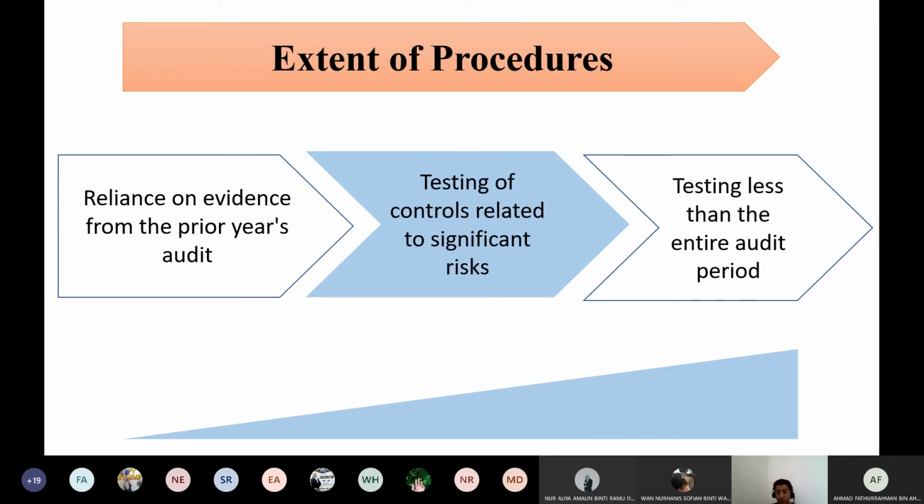It happens that the auditor knows from the previous experience and previous year, so they may conduct tests only for significant risk. So it will be selectively selecting some control activities or control system areas to conduct another test of control related to that area, or testing less than the entire audit period.